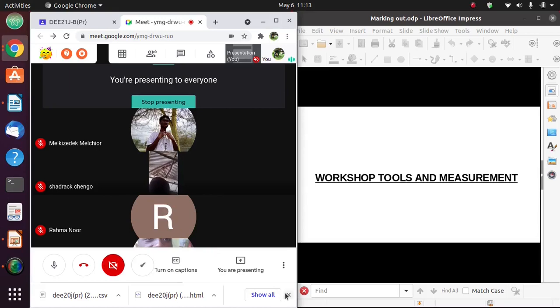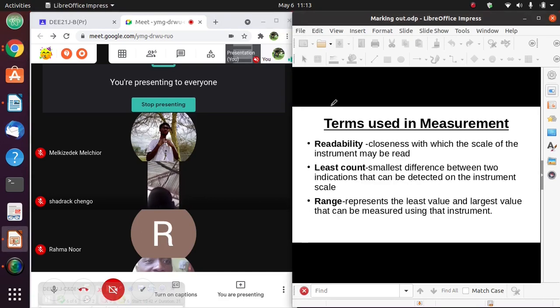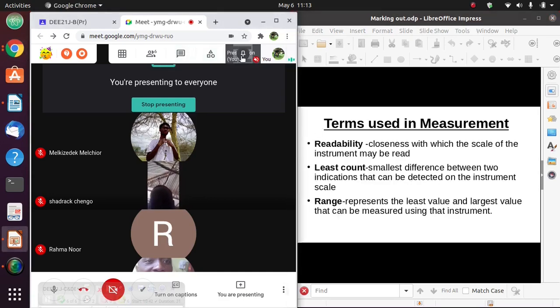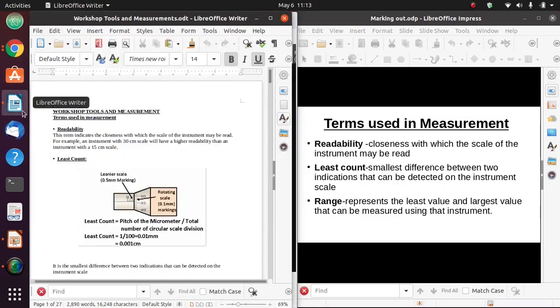Now, today I want to introduce this topic, workshop tools. But before we go through them one by one in detail, I'll start by mentioning some terms that are important when we discuss measuring systems or measuring instruments.